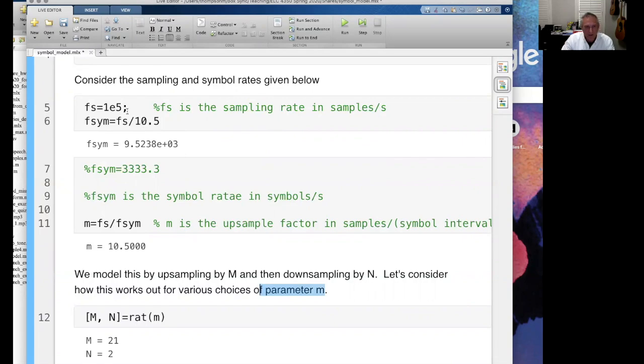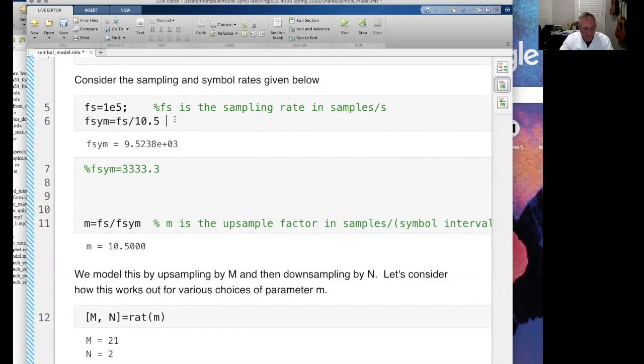All right, but let's walk through this a little bit. Fs is the overall sampling rate of the system. That's in samples per second. Fsym is the symbol rate, and that would be given in symbols per second. And I wanted to, again, play around with these parameters.